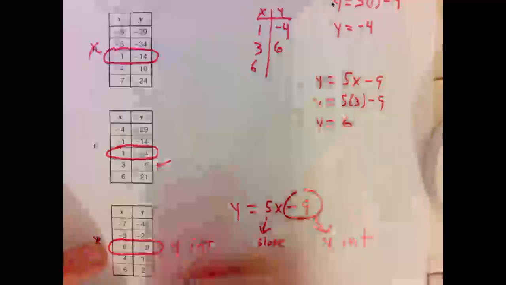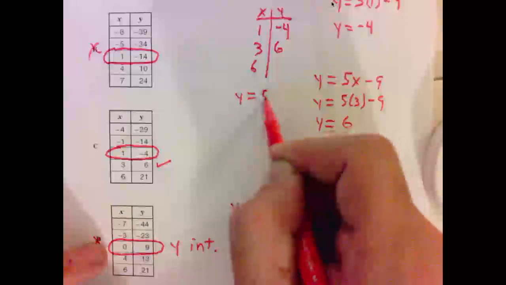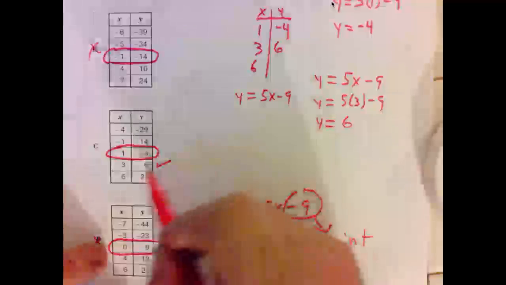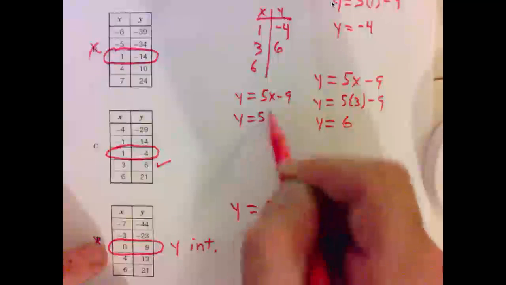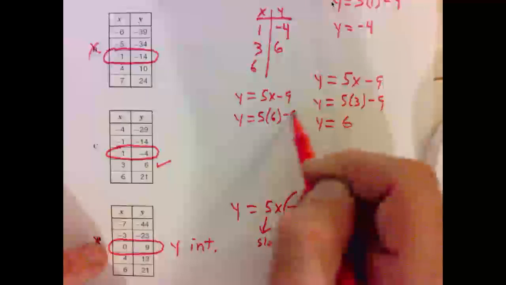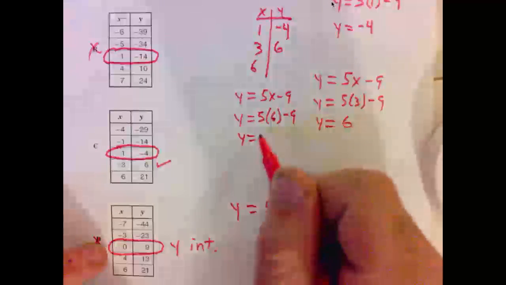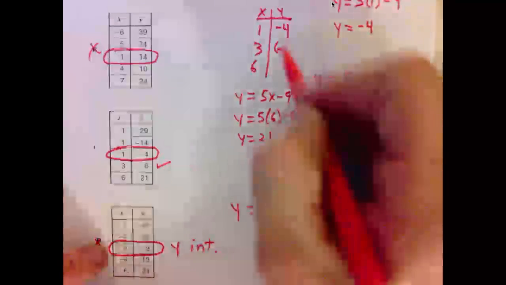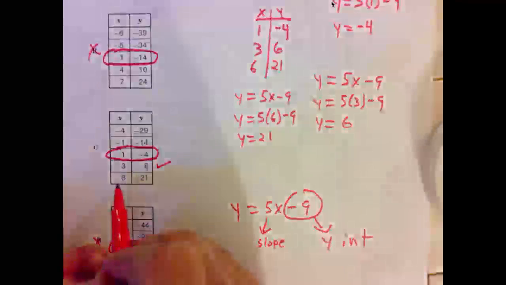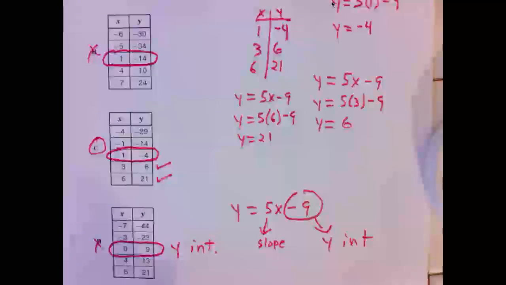Now let's verify 6. What does it go to? y equals 5x minus 9. Substituting 6 in place of x, y equals 5 times 6 minus 9. 5 times 6 is 30. 30 minus 9 is 21. When x is 6, y is 21. We see here 6 goes to 21. So indeed, C is correct.